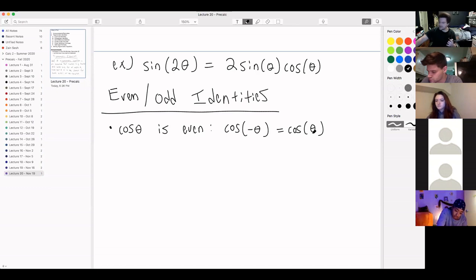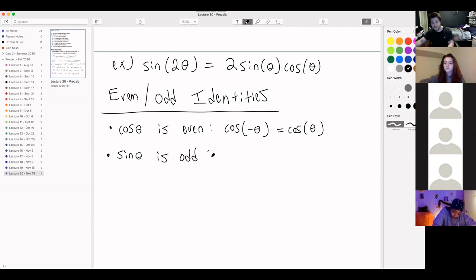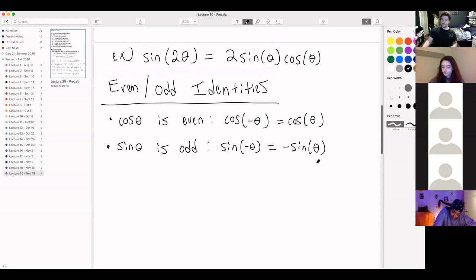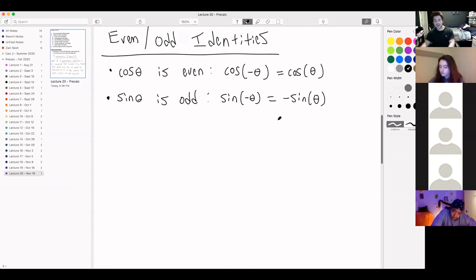So we know what evenness means of a function. F of negative x equals f of x, or in this case, f of theta. Theta is our input here. And we have something similar for sine. Sine of theta is odd, which means that sine of minus theta is negative sine of positive theta. So we should know these already. I think we did this like last class or 2 classes ago. Well, here is an application of this. This is why these things can be useful.